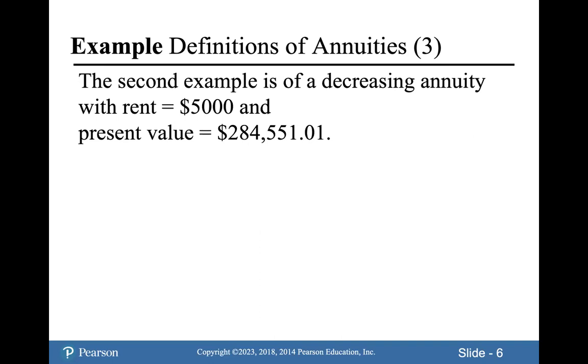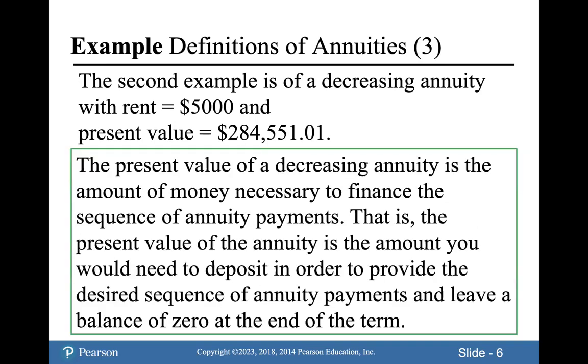The second example is of a decreasing annuity with a rent of $5,000 and a present value of $284,551.01. The present value of a decreasing annuity is the amount of money necessary to finance the sequence of annuity payments. That is, the present value of the annuity is the amount you would need to deposit in order to provide the desired sequence of annuity payments and leave a balance of zero at the end of the term.